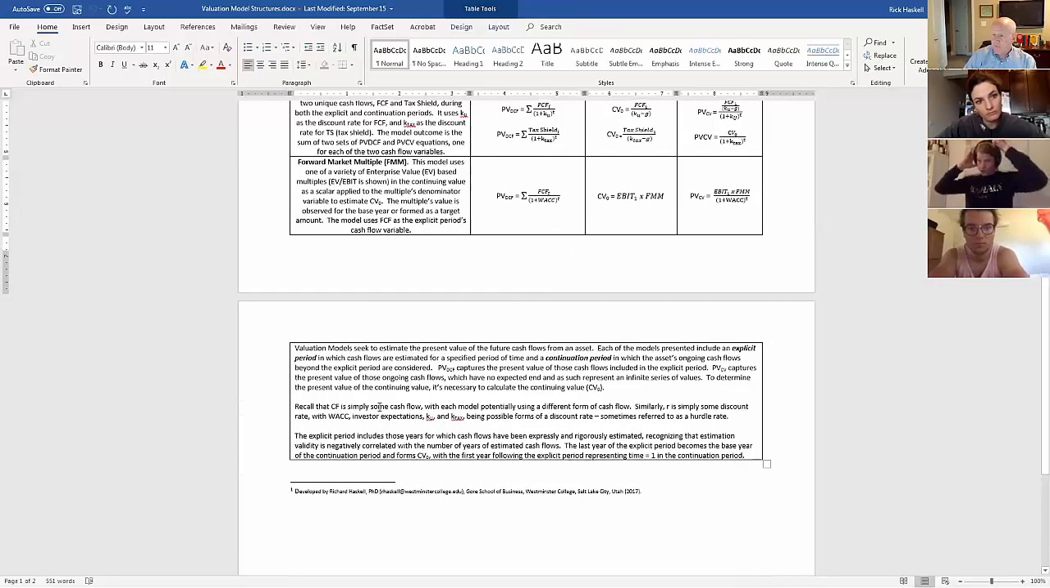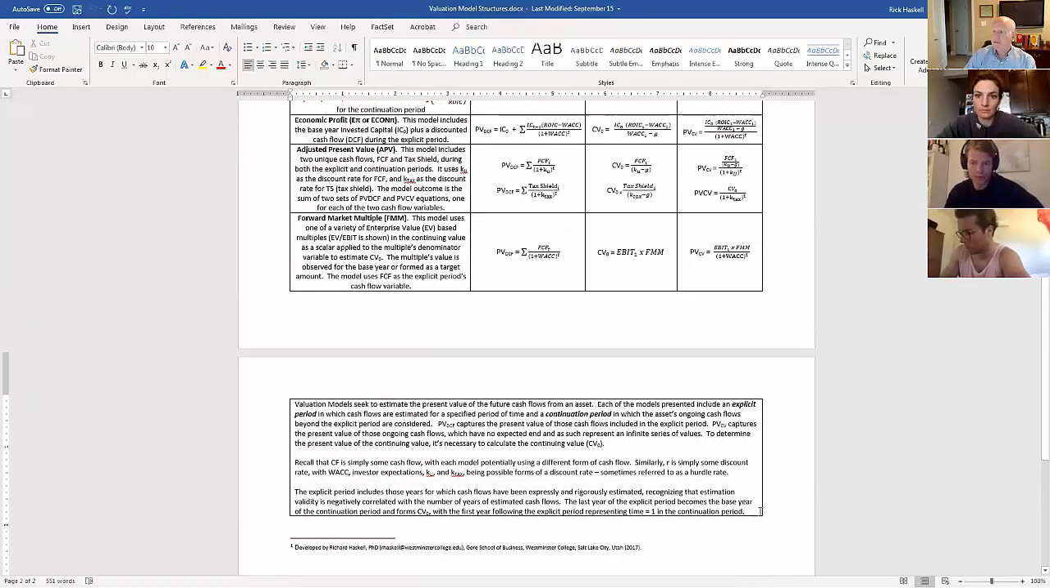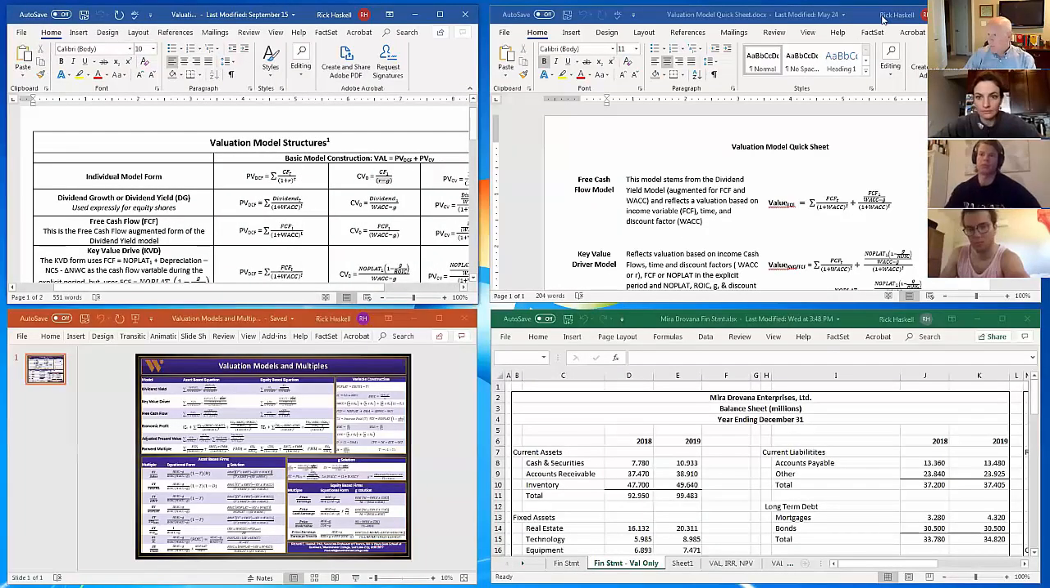But it might be interesting for you to not only look at this item, but read my notes here, because I think that they'll help you understand a few things that are going on. We've talked about these, but they'll be a reminder for you. I want to move on to the other valuation model quick sheet.